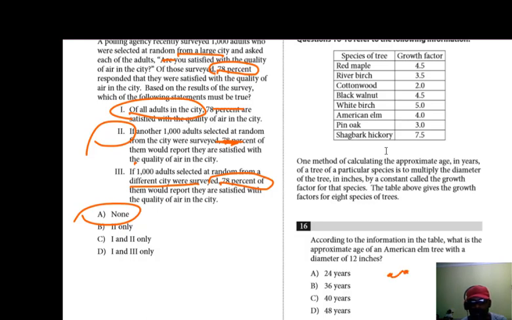Okay, in order to find the age, one of the following calculates the approximate age in years of a tree of a particular species: multiply the diameter of the tree in inches by a constant. Okay, diameter times the constant. Alright, so if the diameter is 12, since we're asked to find the elm tree, the constant is 4, so it should be 48 years.